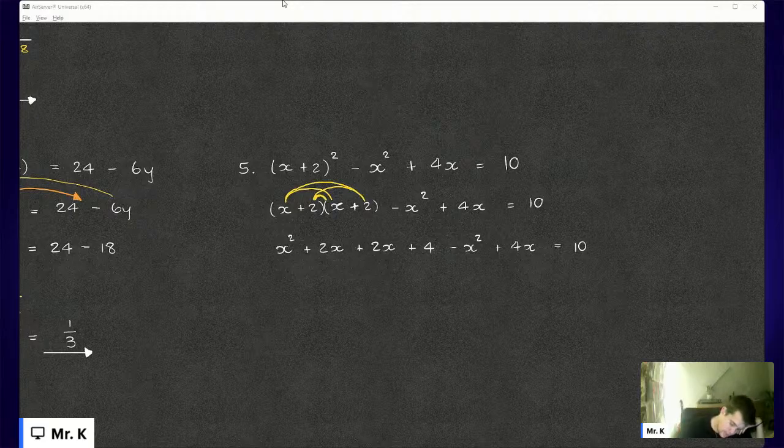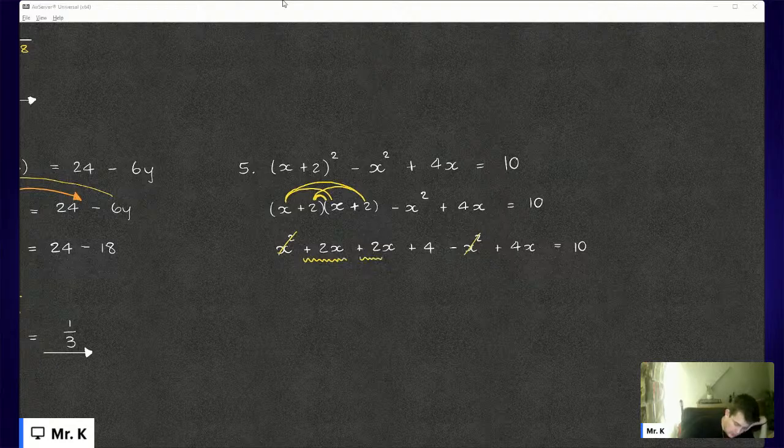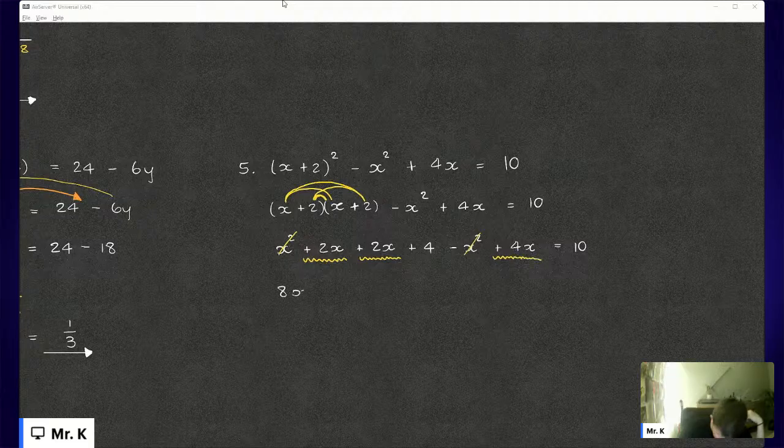We see now that our x squared can cancel. 2x plus 2x plus 4x gives us 8x, right? Plus 4 is equal to 10. That's a huge step for collecting like terms.